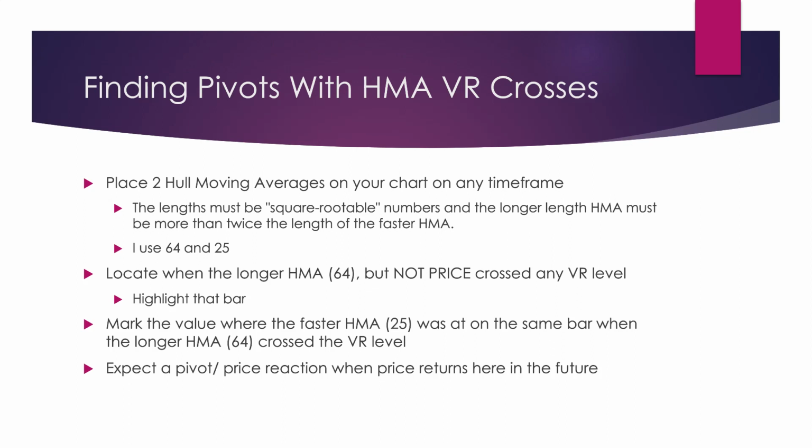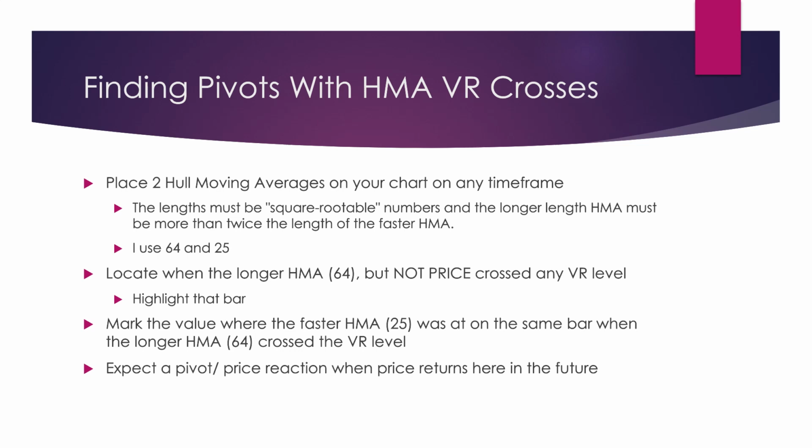So another way, and this can actually work in trending markets as well, is finding pivots with Hull MAs and when the Hull MA crosses the Voodoo range level. To do this, I'm placing 2 Hull moving averages on my chart on any time frame. The lengths for the HMAs need to be square rootable numbers, numbers that can be square rooted. And the longer HMA has to be twice the length or more than the faster one. So I use the 64 HMA and the 25 HMA.